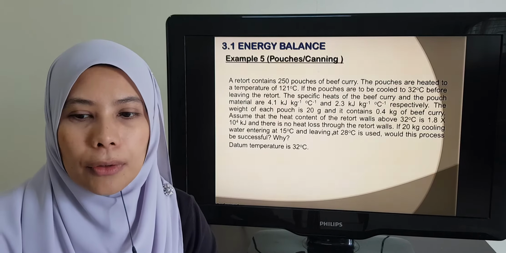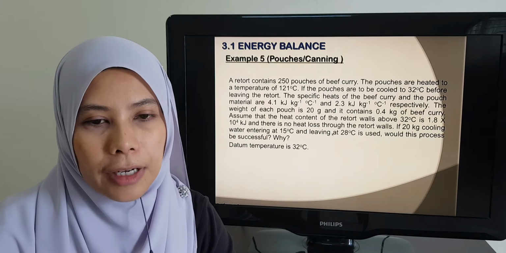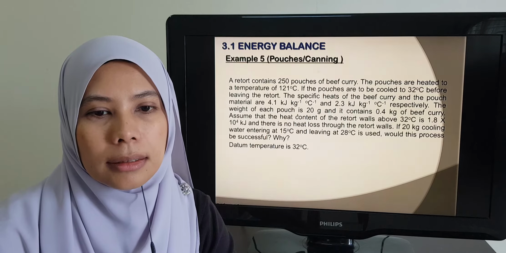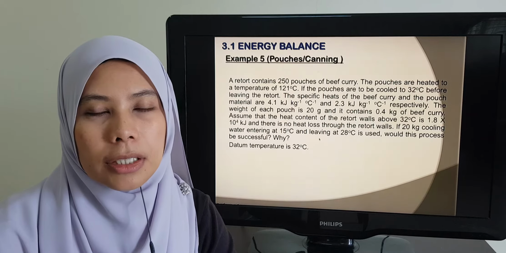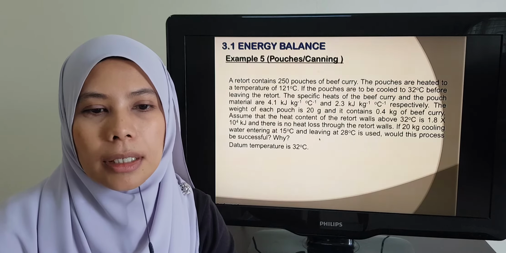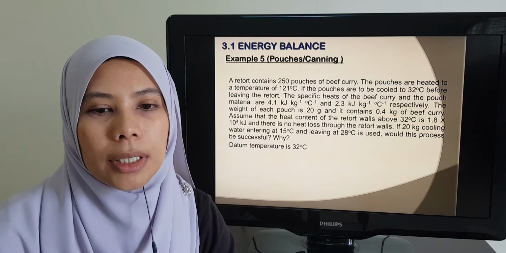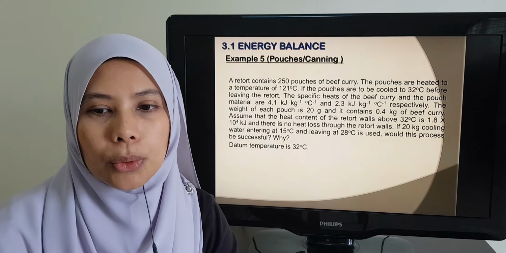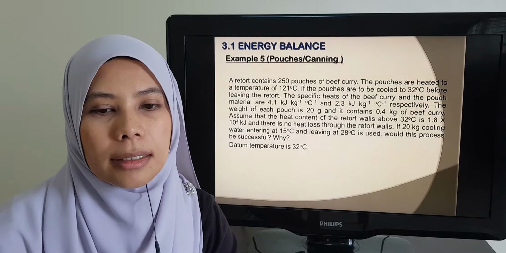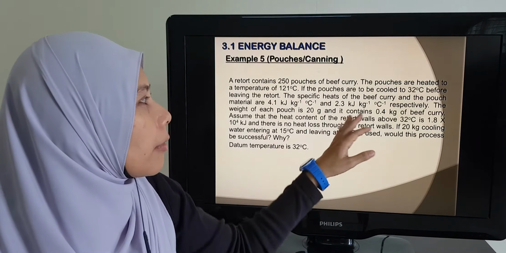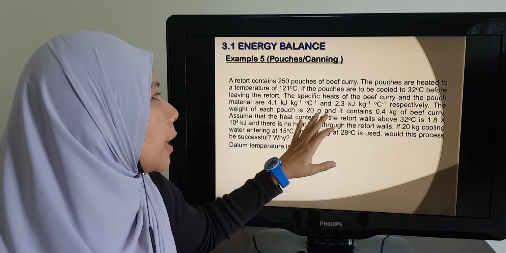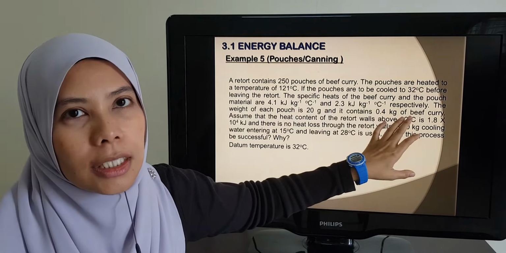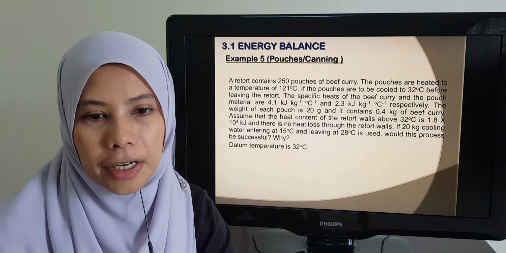Okay, now let's move on to the following example. Example 5, pouches and canning. This will be the last example. A retort contains 250 pouches of beef curry. The pouches are heated to a temperature of 121 degrees Celsius. If the pouches are to be cooled to 32 degrees Celsius before leaving the retort, the specific heats are given respectively. The weight of each pouch is 20 gram, and each pouch contains 0.4 kilogram of beef curry.